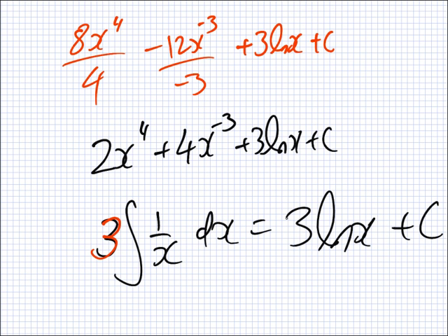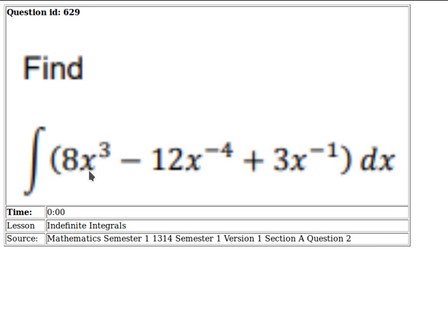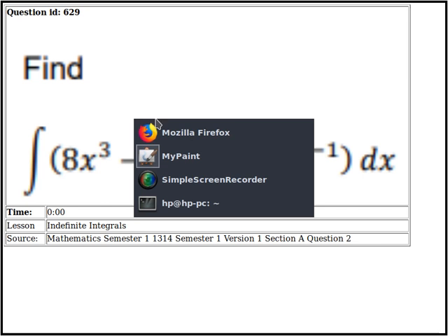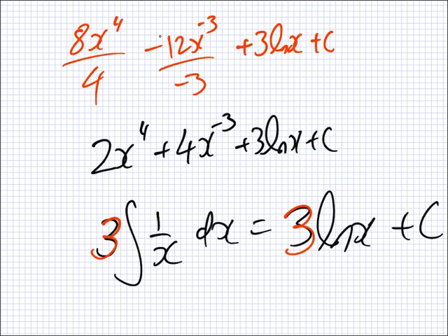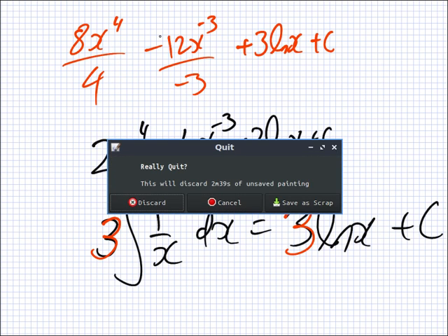I didn't do x power 4. I did 4x power 2. No! Increase the power. You don't decrease the power, you increase the power. 3 becomes 4. Oh, right. Yes. Okay. Now, I'll just close that down.